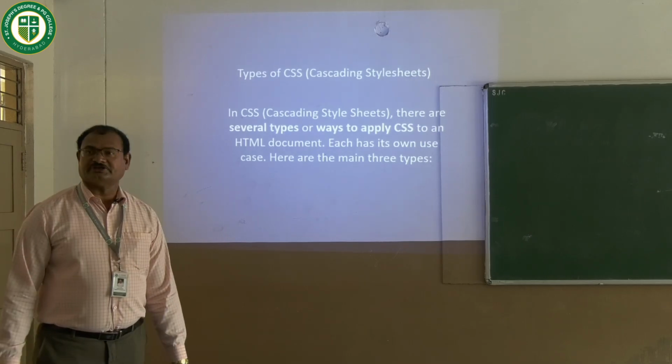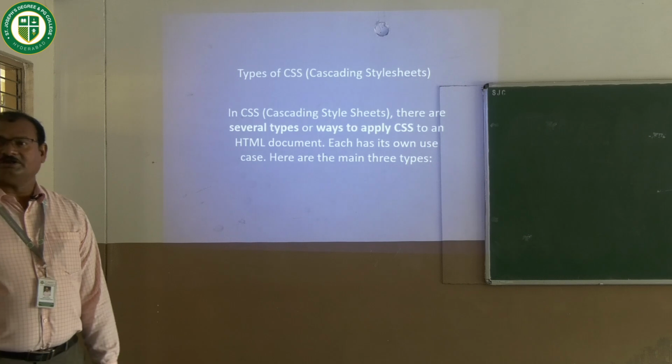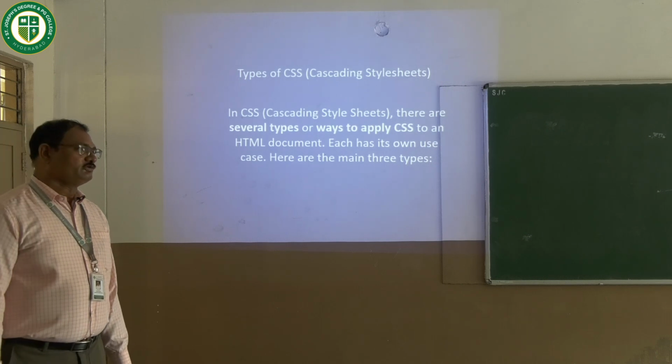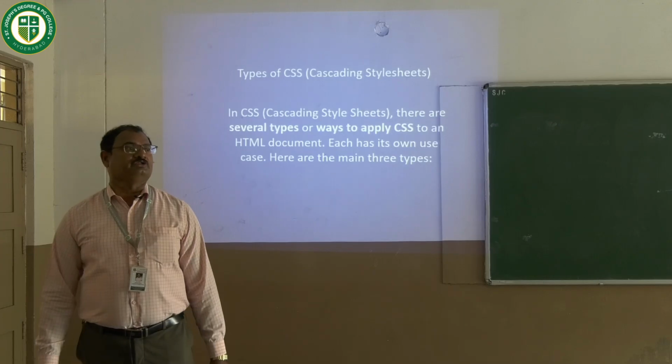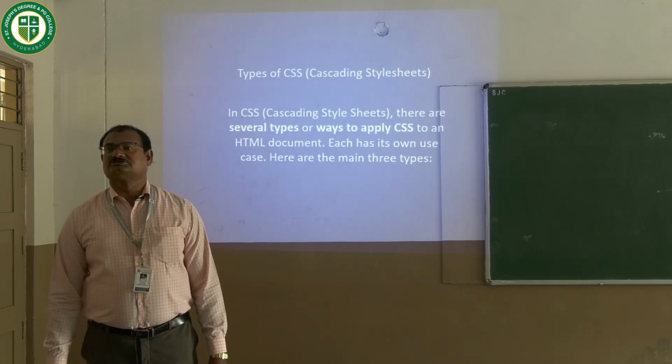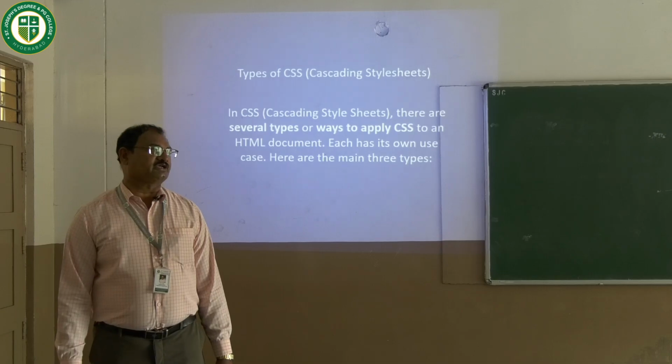Today I am going to guide you on the topic of types of CSS. So what is CSS and what are the types of CSS? When it comes to the types of CSS, we have three types: external style sheet, internal style sheet, and inline style sheet.